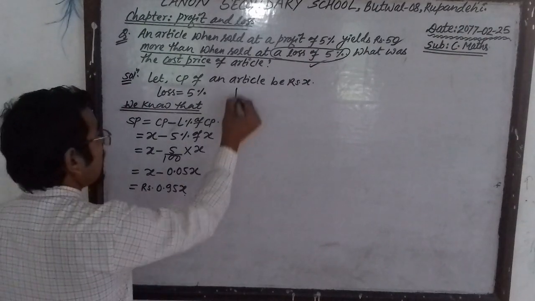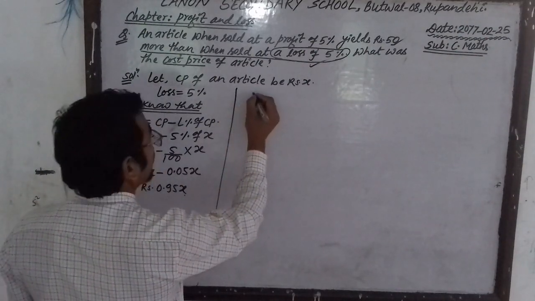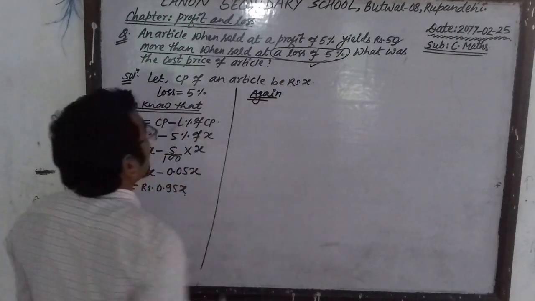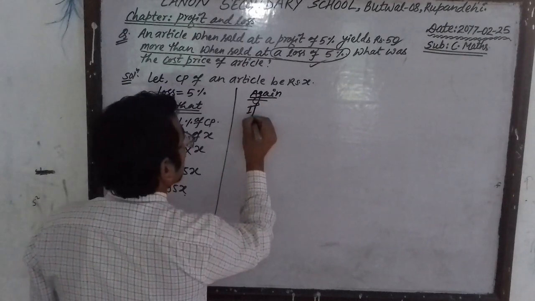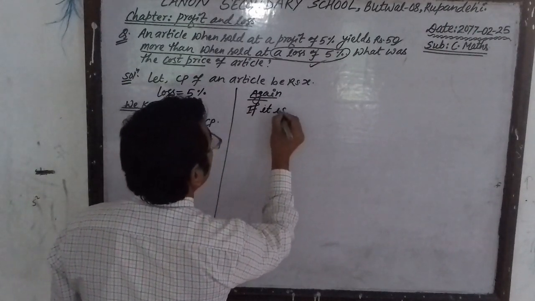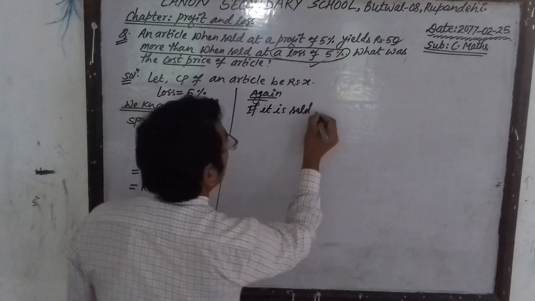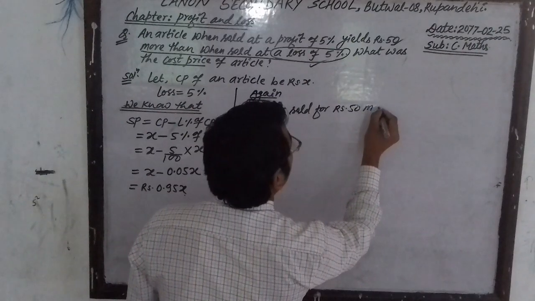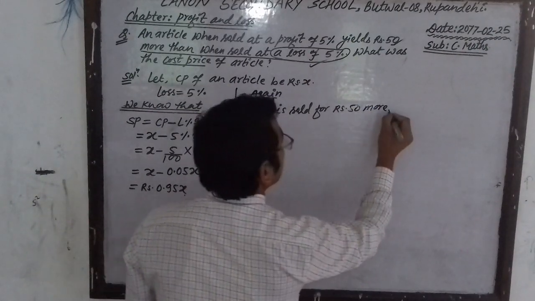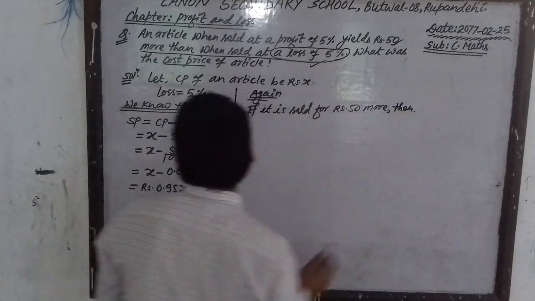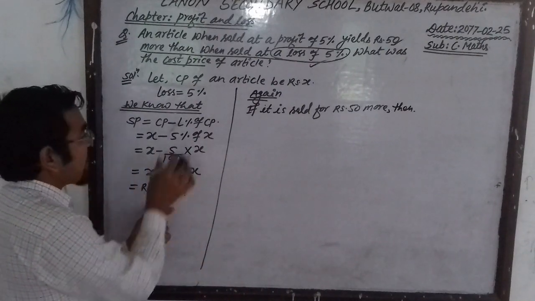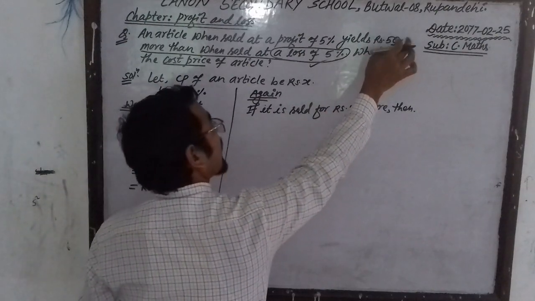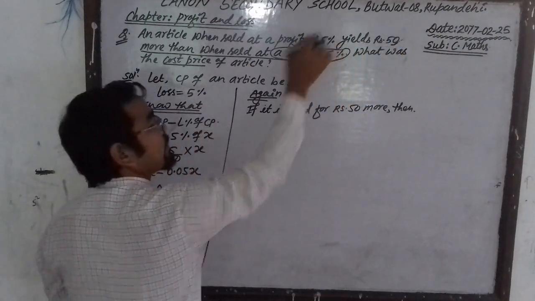So here similarly again we can do. Again, if it is sold for rupees 50 more, then in the previous selling price, in which we are getting 5% loss, if we add 50 rupees more in this selling price, then we can get the 5% loss.